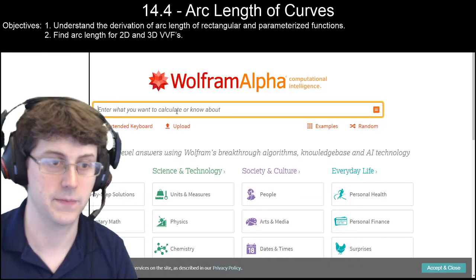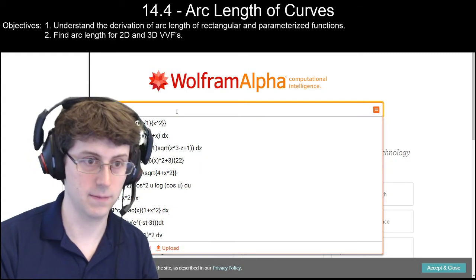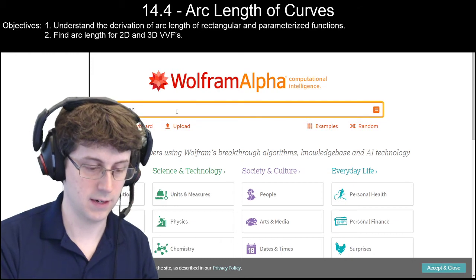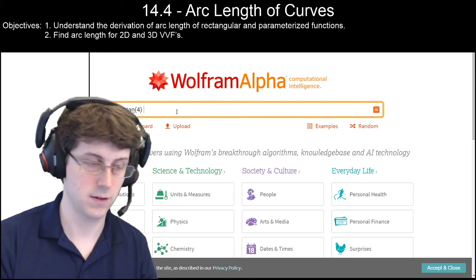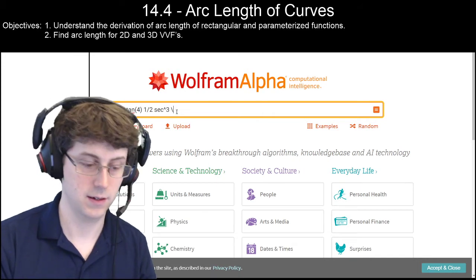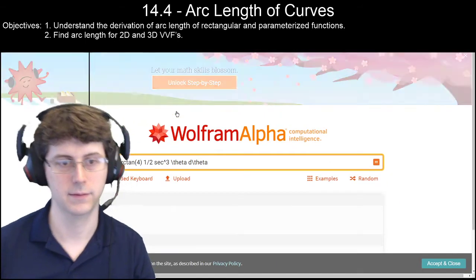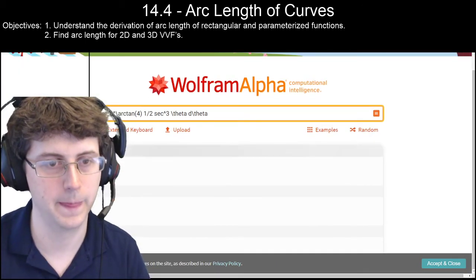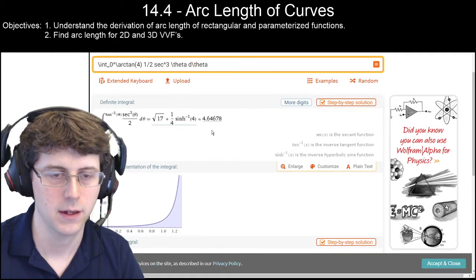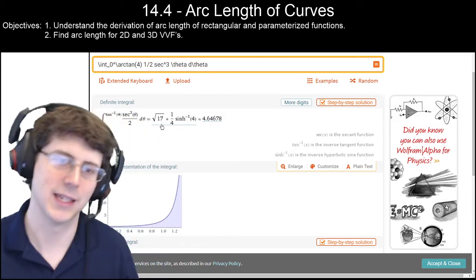So I'll do the integral from 0 to arctan of 4 of 1/2 secant cubed theta d theta. Does it know what I'm talking about here? It does. So I end up with root 17 plus a quarter of the arc hyperbolic sine of 4.